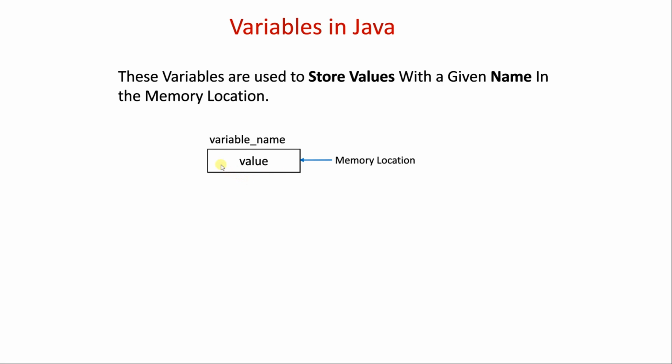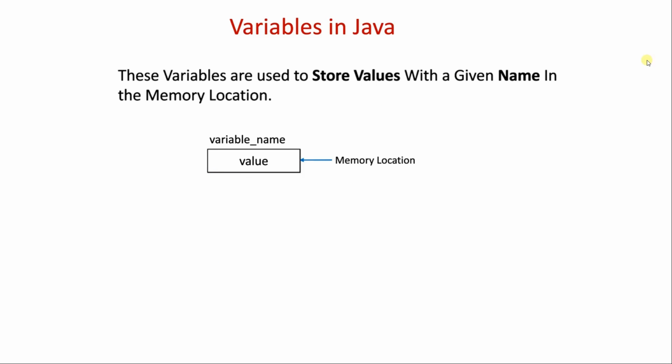And the second thing is, these are called variables because their value can be changed during the execution of the program. For example, at the beginning of the program, you created a variable and assigned it the value 10. In the middle, you can change this value to 20 or 30 or anything. Likewise, a variable's value is not constant. It can be changed during the execution of the program.